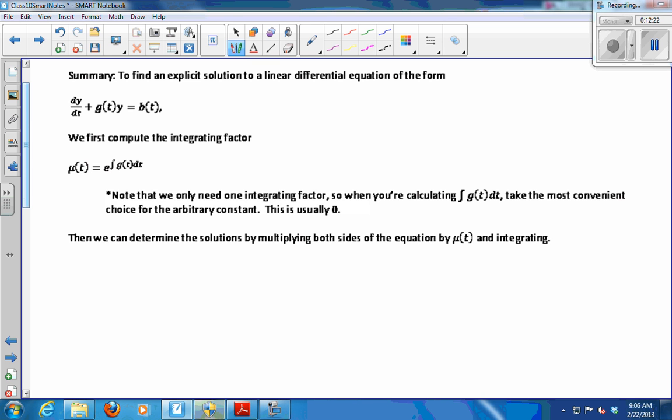And we only need one integrating factor. We just need one function that will make that product rule thing work. So when you're calculating that integral, just take the most convenient choice for the arbitrary constant, generally 0, right? So you don't need the plus c. Then you determine the solutions by multiplying both sides of your original differential equation by mu(t) and integrating.